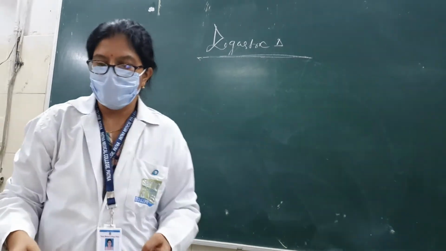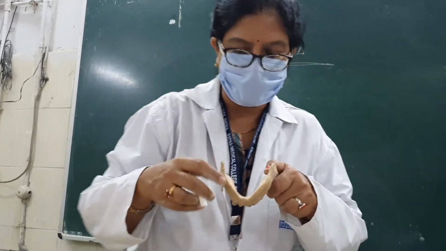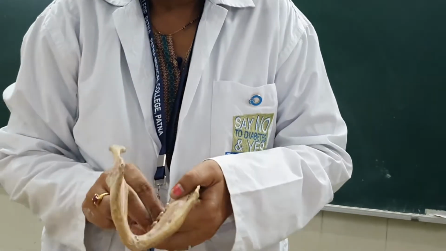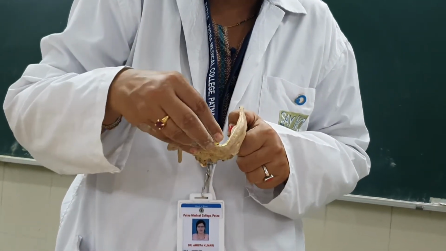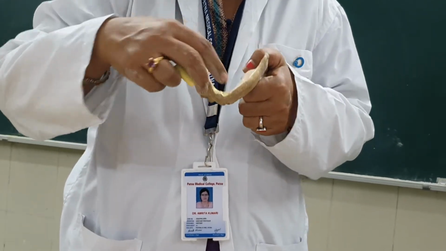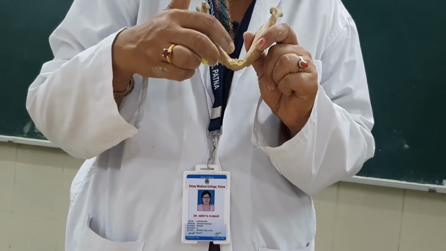Okay. So from where does the digastric muscle arise? Here you can see, at the base of the mandible, there are two fossae. This is known as the digastric fossa. I will mark them in yellow. These two are your digastric fossae, present at the base of the mandible.